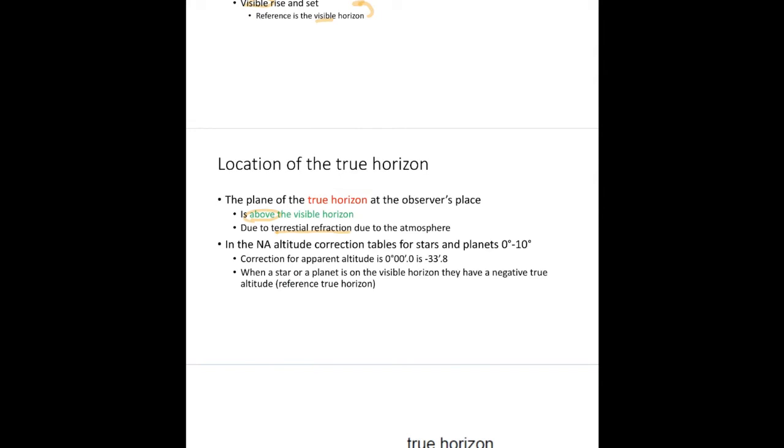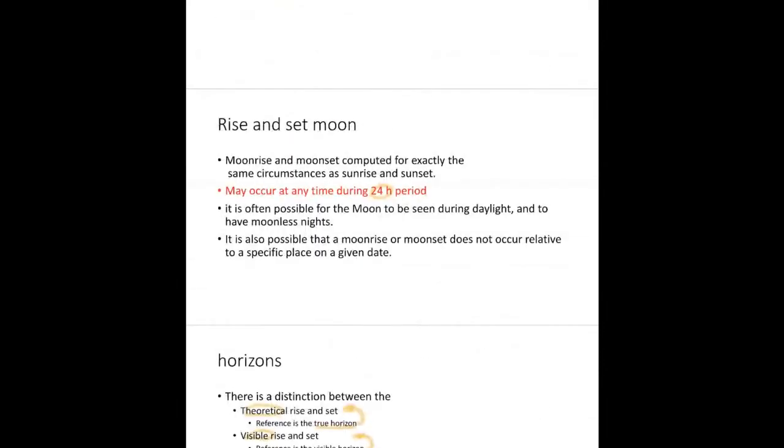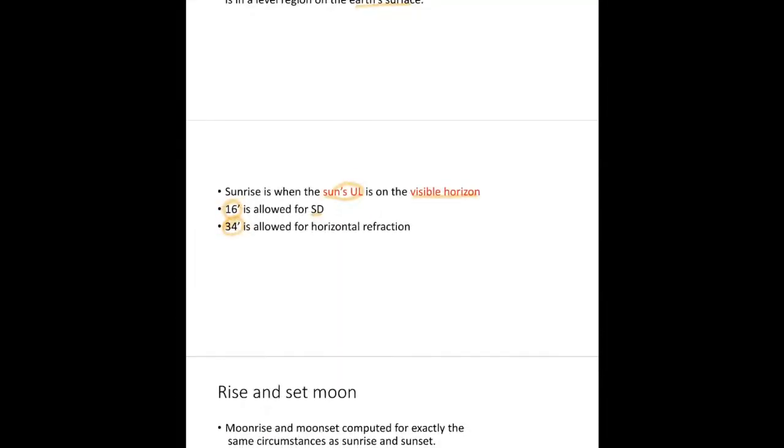Now, for this refraction, if you check in the Nautical Almanac, the correction tables for stars and planets, I will show you an example later on, between 0 and 10 degrees, you will see that the correction for apparent altitude is 33.8, okay, which is actually comparable to what I told you earlier, the 43 minutes that are allowed for horizontal refraction.